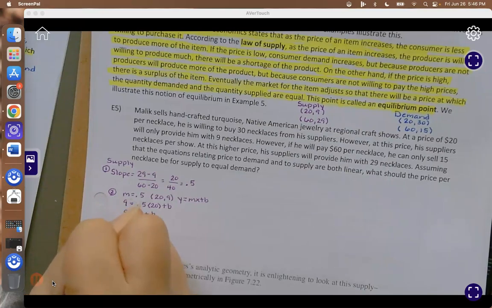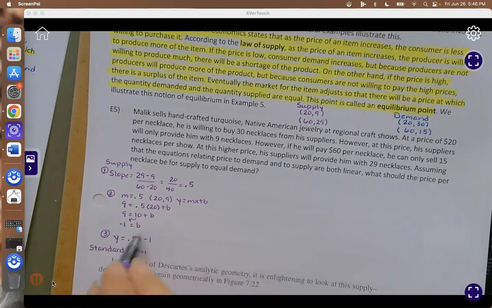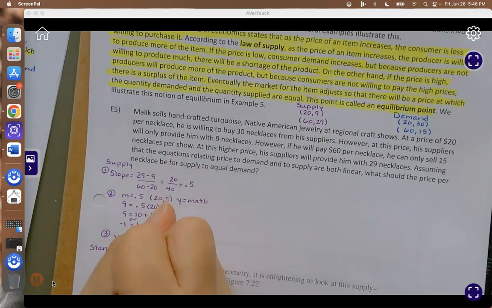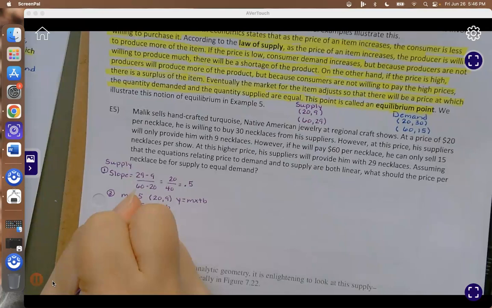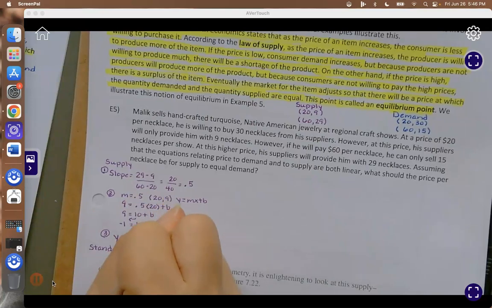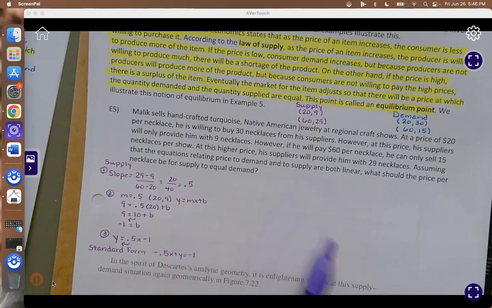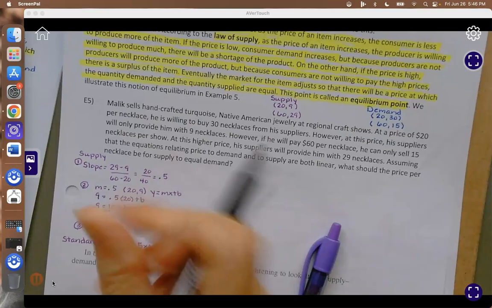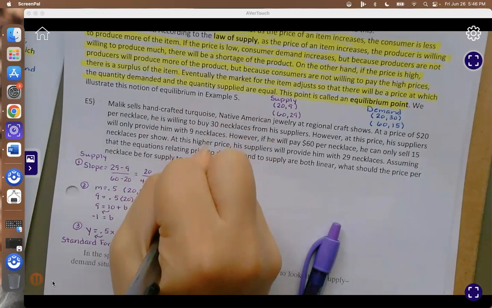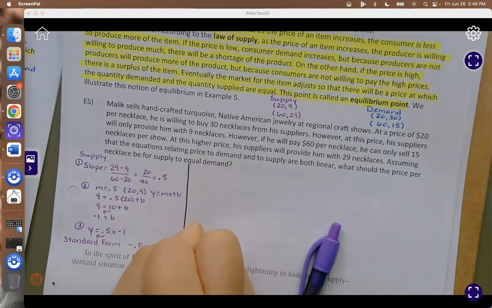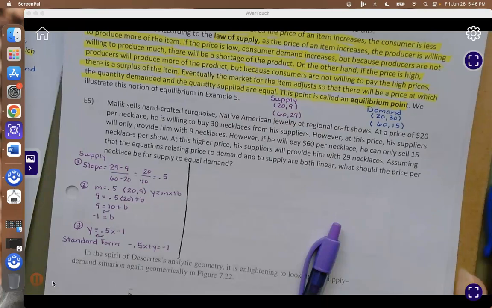Remember, in standard form, you want your x over here with your y. So we move that over. That's going to be -0.5x plus y equals -1. Now, so that's my supply equation.